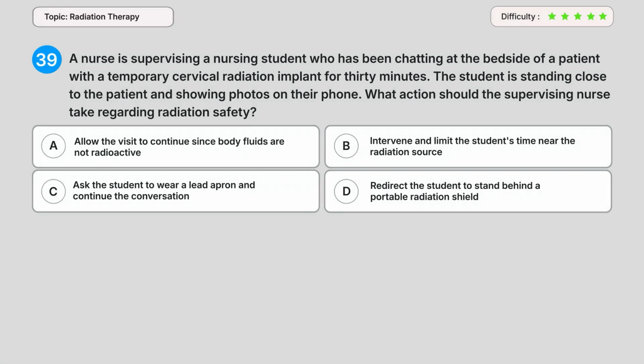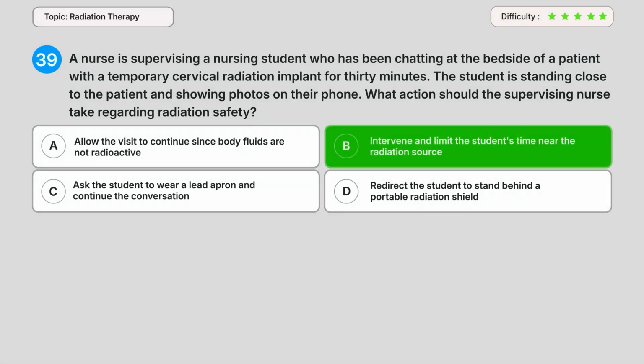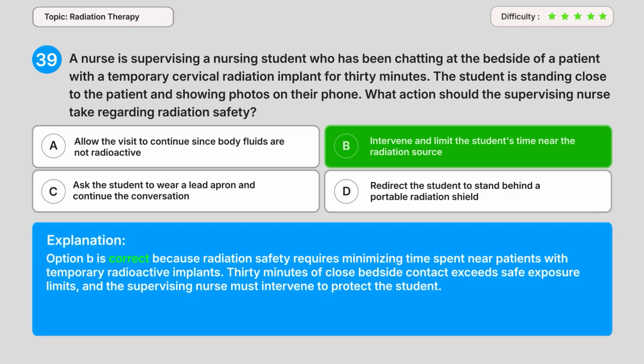Correct answer. B. Intervene and limit the student's time near the radiation source. Explanation. Option B is correct, because radiation safety requires minimizing time spent near patients with temporary radioactive implants. 30 minutes of close bedside contact exceeds safe exposure limits, and the supervising nurse must intervene to protect the student.